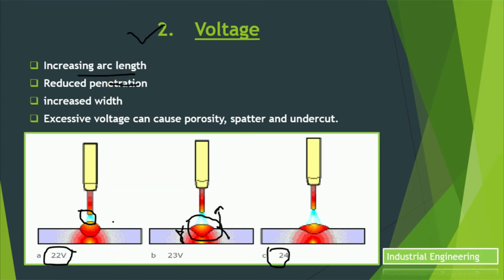So this is the penetration, the amount of molten metal inserted into the parent material. In this 24 volt image, we can see that the penetration into the parent material is reduced. The width of the weld bead is also increased. The types of defects we can observe when we increase the voltage are porosity, spatter and undercut.